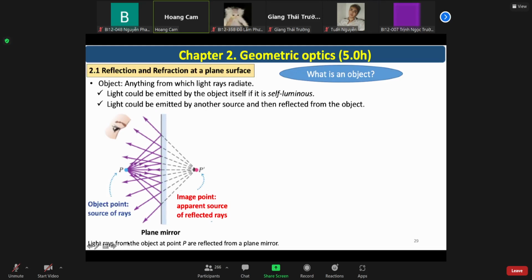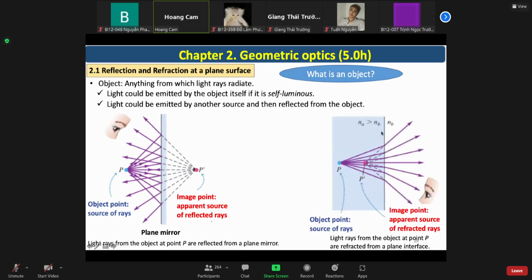So light rays from the object at point P are reflected from a plane mirror, and then you find the image by finding the intersection of the extensions of these reflected rays here. We look at the right-hand side figures, in which we have two different materials, Na and Nb.